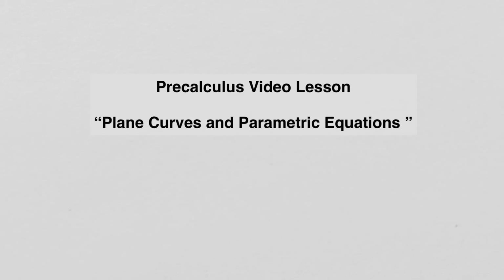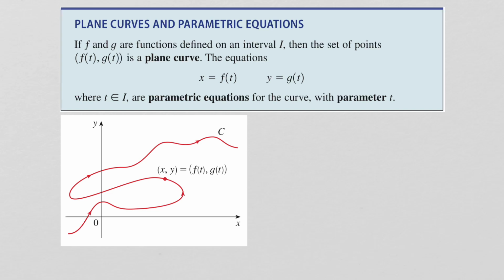Plane curves and parametric equations. If f and g are functions defined on some interval I, then the set of points f of t, g of t is what we call a plane curve. The equations x equals f of t, y equals g of t are called parametric equations, and t is called the parameter.